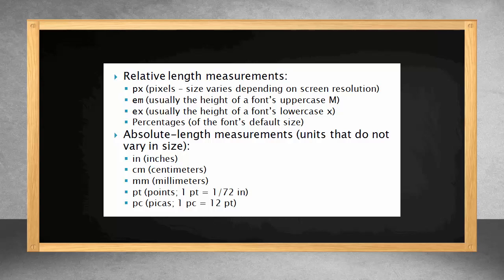A pixel is a relative length measurement. It varies in size based on the screen resolution. Relative lengths include EM, which as a measurement means the font's uppercase M height, and is most frequently used for font measurements. We also have EX, the font's X height, usually set to a lowercase x height, and percentages, for example, font size equal to 50%.